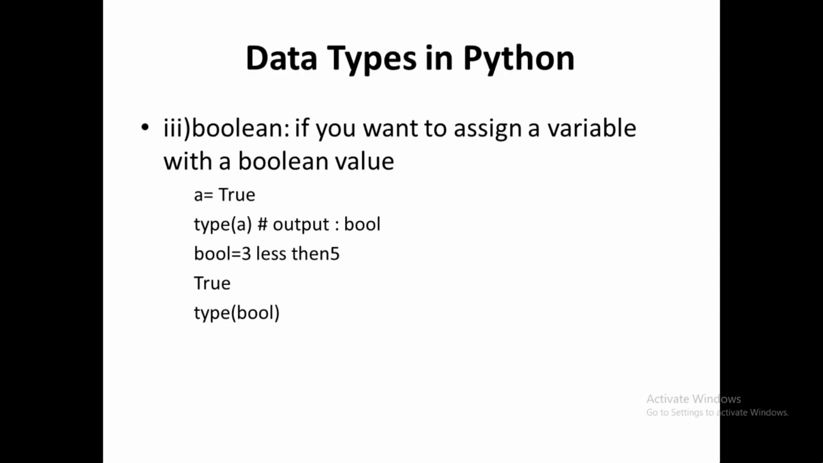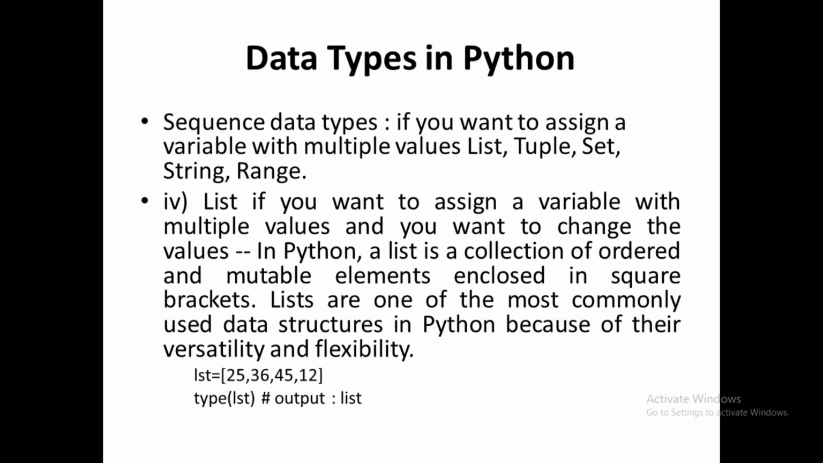The output will be bool. And then sequence data types. The sequence data types will have multiple values, and they may be list, tuple, set, string, range.